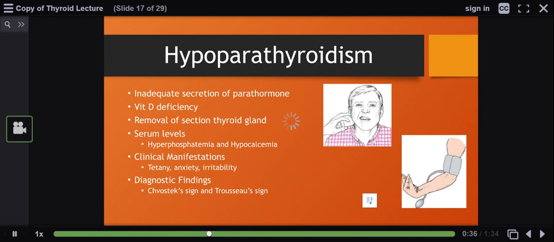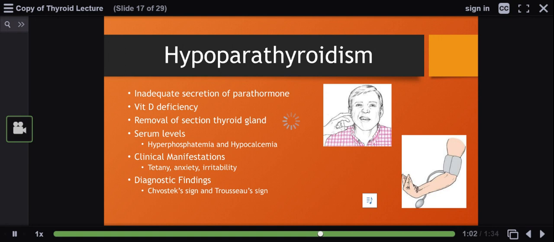And if you remember on the previous slides, I talked about the importance of having IV calcium gluconate at the bedside after a thyroidectomy. And this is due to the potential of hypoparathyroidism occurring after a removal of the section of the thyroid gland and the parathyroid being affected as well.